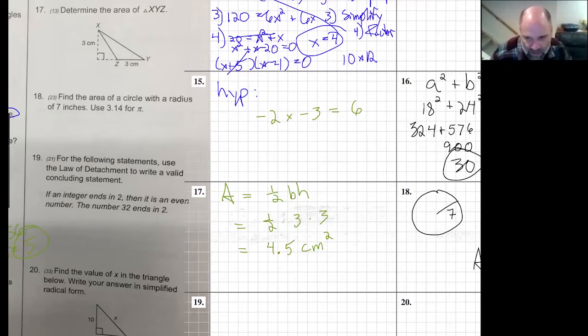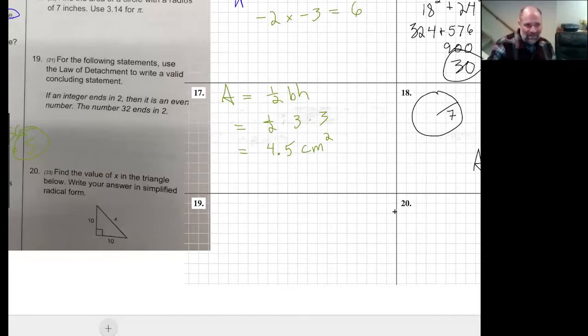I'm going to do that on my calculator here. 3.14 times 49 is 153.86. So this is approximately 153.86. That is not 0.86, okay? And then what is it? Inches, so square inches. Questions on that? Just plug it into the formula and go for it, okay?